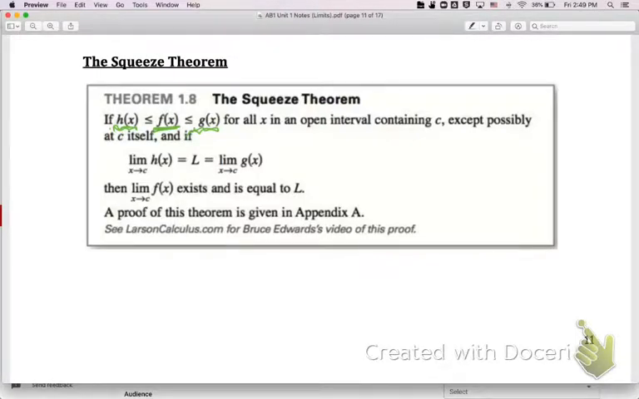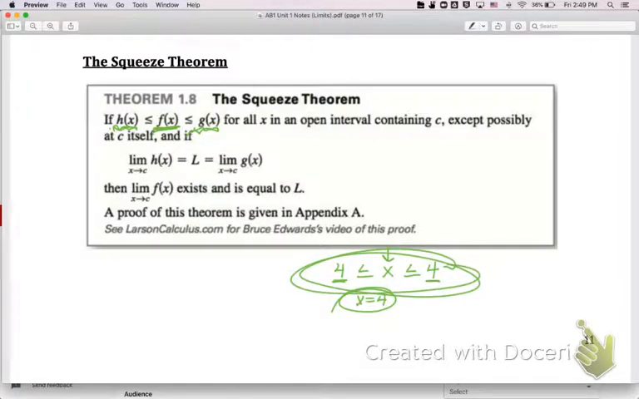The idea is that if I said something like 4 is less than or equal to x, less than or equal to 4, well, the only way you can be less than or equal to 4 and greater than or equal to 4 is to be equal to 4. So that's the idea. If I can force my function to fall between two values that I know, then we don't actually have to figure out the limit by hand. We can prove that it exists by using this inequality.